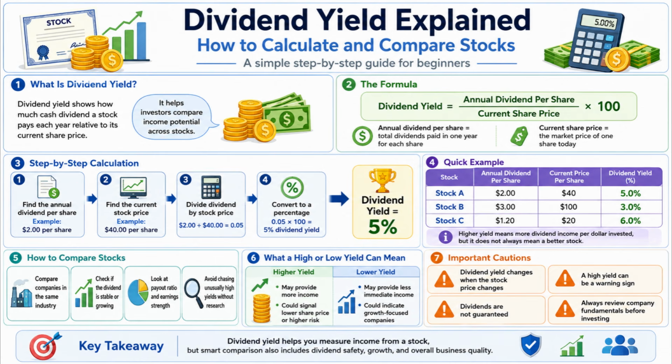To calculate dividend yield, you need two things: the annual dividend per share and the current share price. The formula is dividend yield equals annual dividend per share divided by current share price, multiplied by 100.